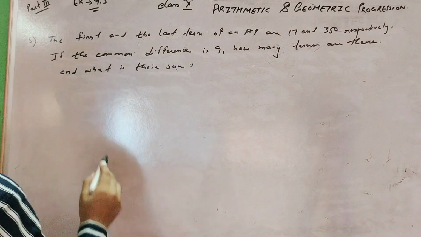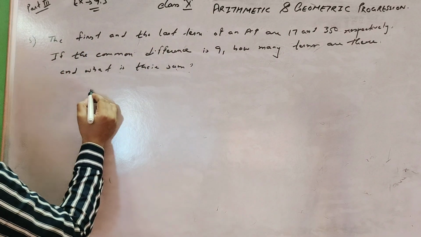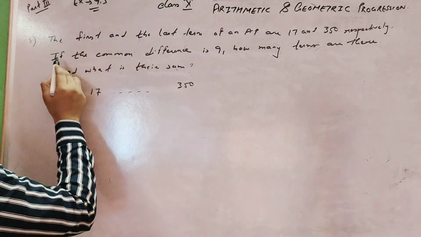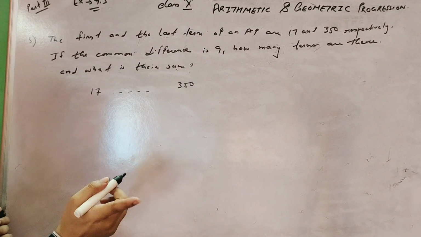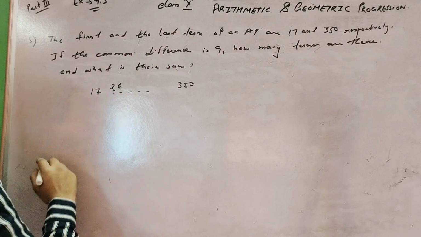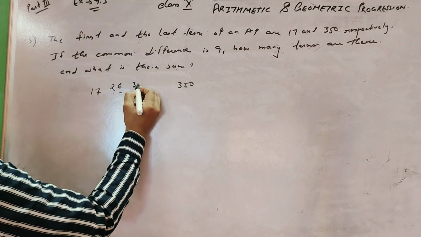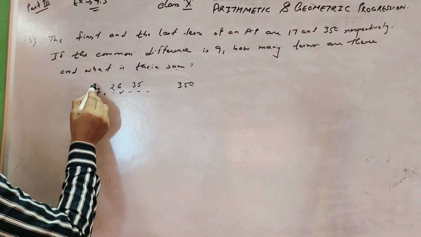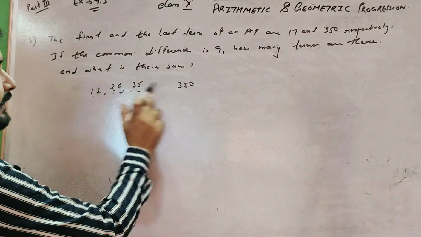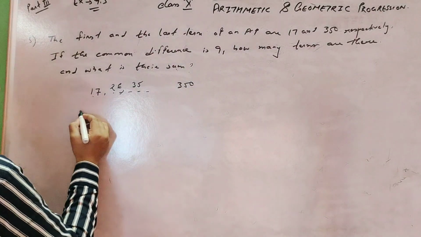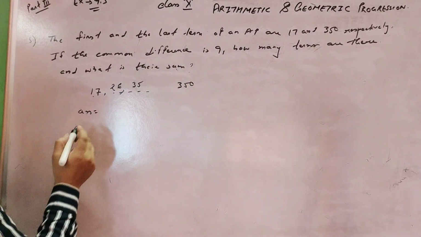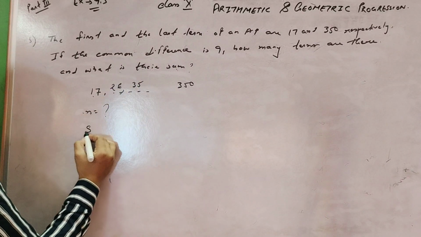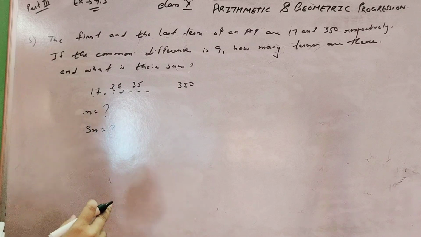That means the first term and last term of an AP are given. First term is 17 and last term is 350, and the common difference is 9. The difference is plus 9, that means 17 plus 9 is 26, 26 plus 9 is 35, like this. How many terms are there, that means from 17 to 350 in this series, how many terms are there? So first of all, you calculate n and then find their sum, that is S_n. These two questions are there to calculate.